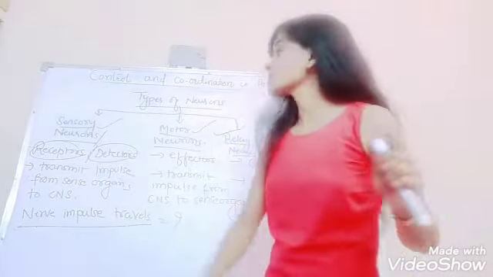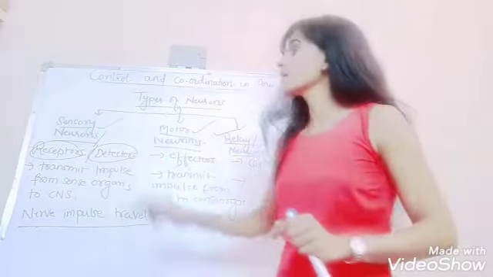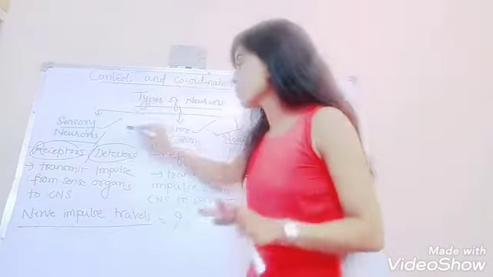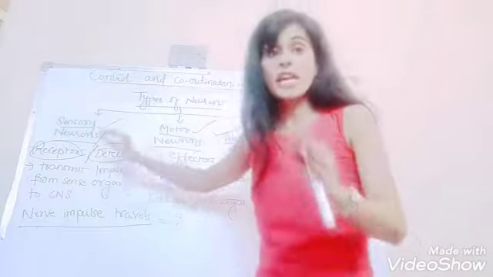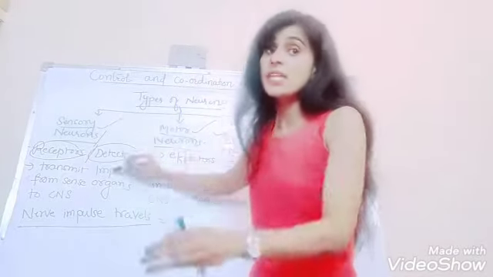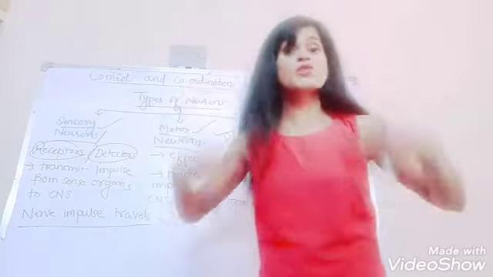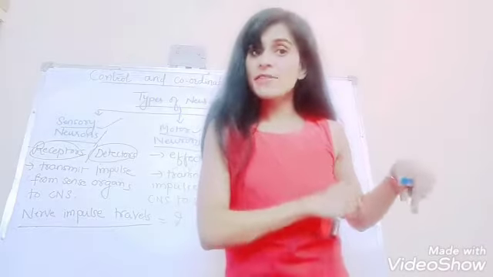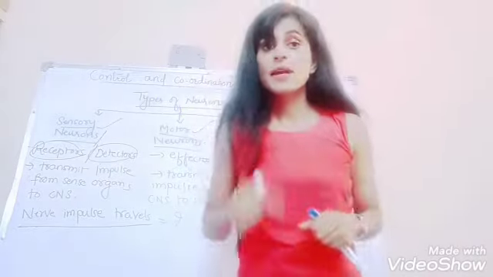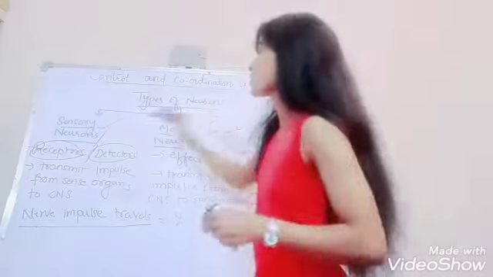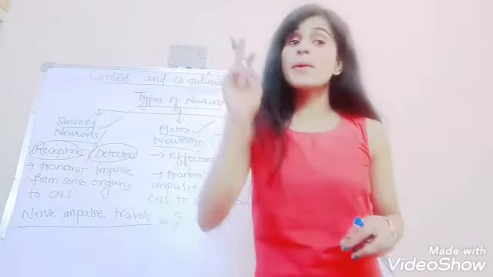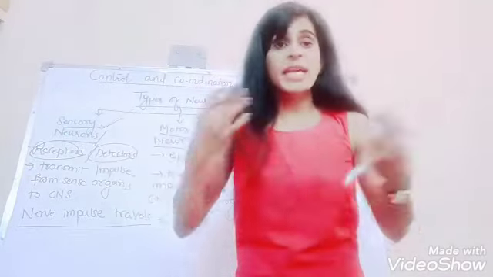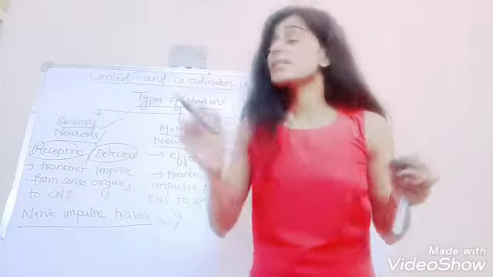The sense organs act as receptors and detectors, and these sensory neurons, listen, transmit that impulse or message or stimuli from the sense organs to the brain. Simply, a change is detected by the sense organ, and the sense organ sends the message to the brain. Who carries that message to the brain? Your sensory neurons.